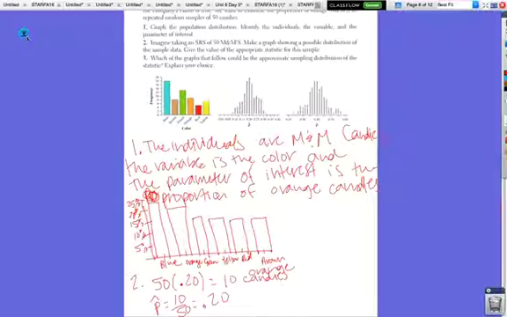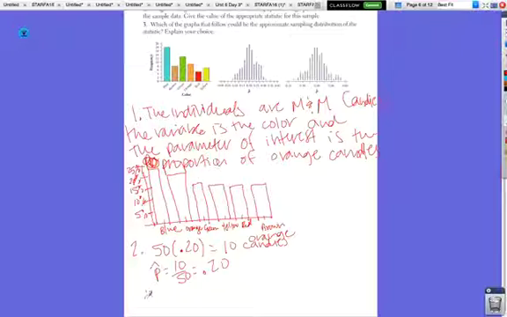All right, for 3, which of these graphs that follow could be the approximate sampling distribution of the statistic? Explain your choice. So for number 3, the middle graph looks like it could be an approximate sampling distribution of p hat. The statistic measures the proportion of oranges in the sample of M&M chocolate candies, assuming that the company is correct. 20% of the M&Ms are orange, so the center of the distribution of p hat should be at approximately 0.20.